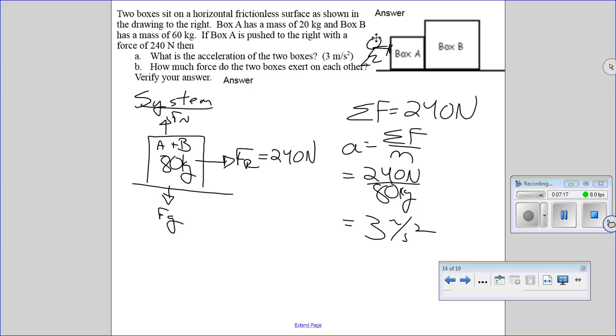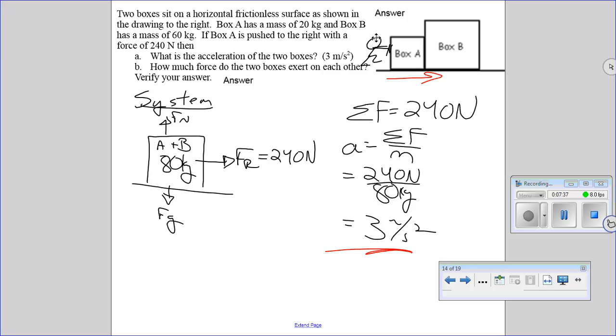All right. So is everybody okay within the scope of what we've done so far? All right. Great. So what we just found is the acceleration of the system. What this means is both of my boxes are going to accelerate this way with an acceleration of 3 meters per second squared. Cool. All right.